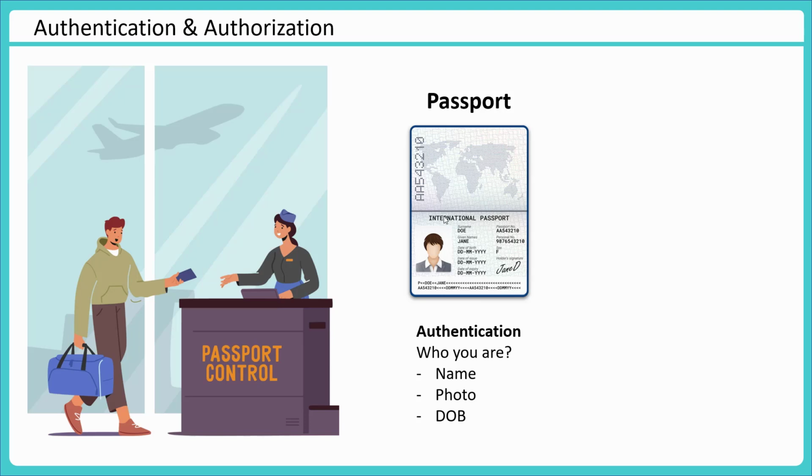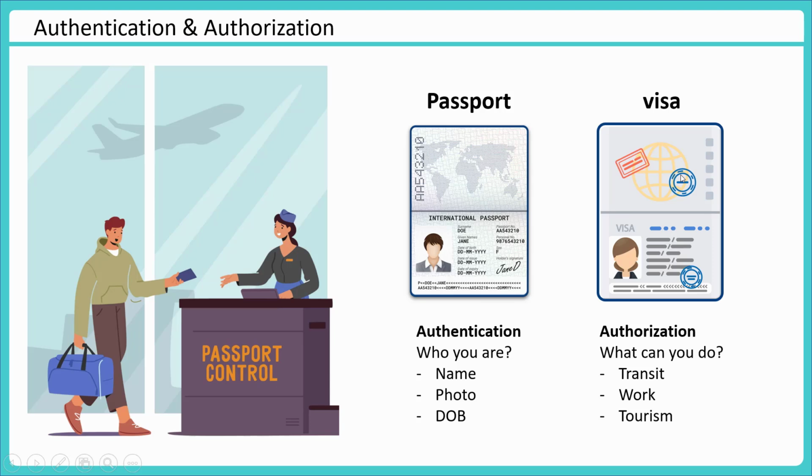And now let's say you're going to a destination country which requires a visa. That visa is your authorization. What can you do in that country? Do you have just a transit visa? Or are you going there as a tourist? Or are you allowed to work there? Depending on your visa conditions, you would be able to perform those tasks. If you're a tourist, you cannot take a job, or if you are transiting, you may not be allowed to leave the airport. So that is what authorization is.